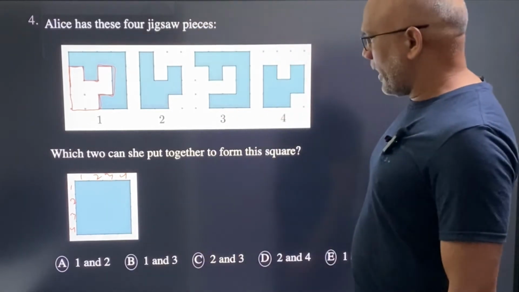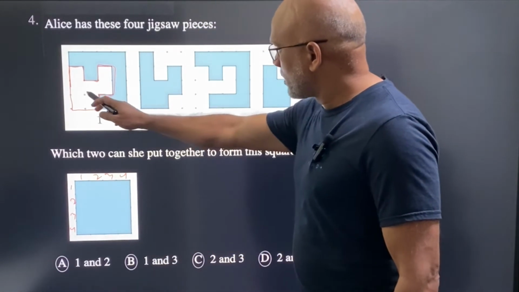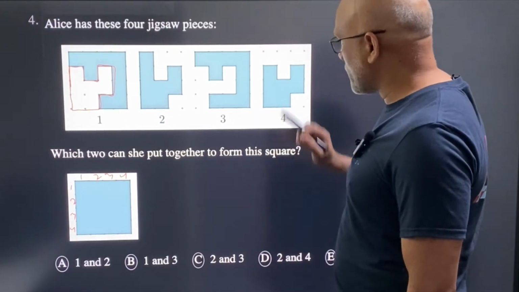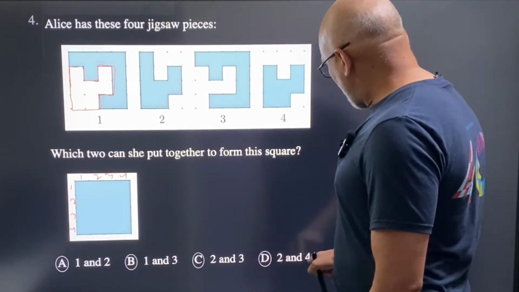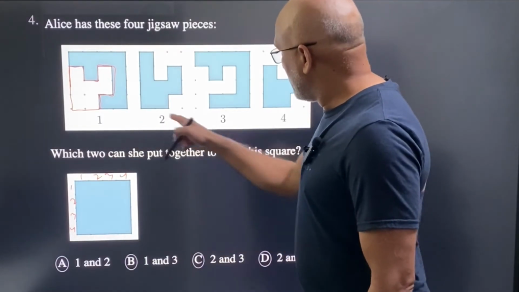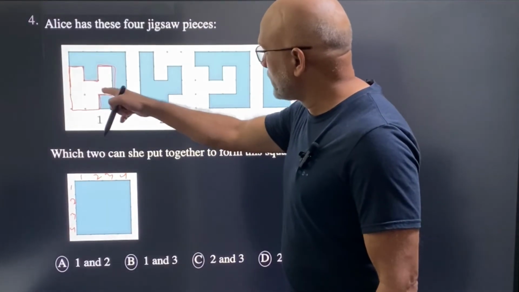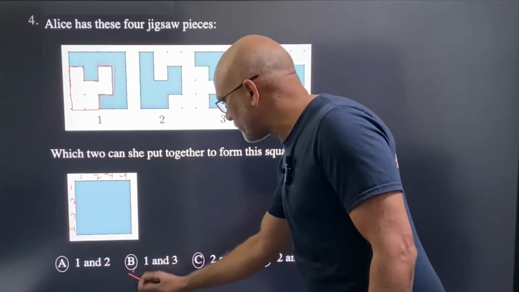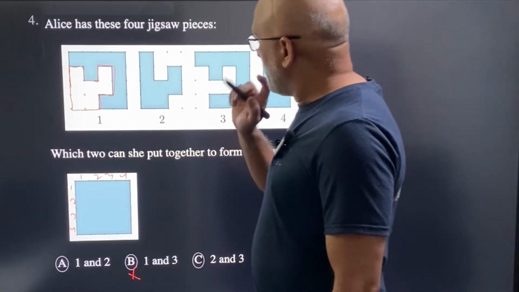Right? Alright, so 1 and 2 looks something like what I have drawn in red. 4 also looks like that, so we can double check those. But 1 and 3 looks nothing similar to what I have drawn in red. In fact, 3 looks very similar to 1, so 1 and 3 definitely cannot be the correct choice. Now let's try 2 and 4.